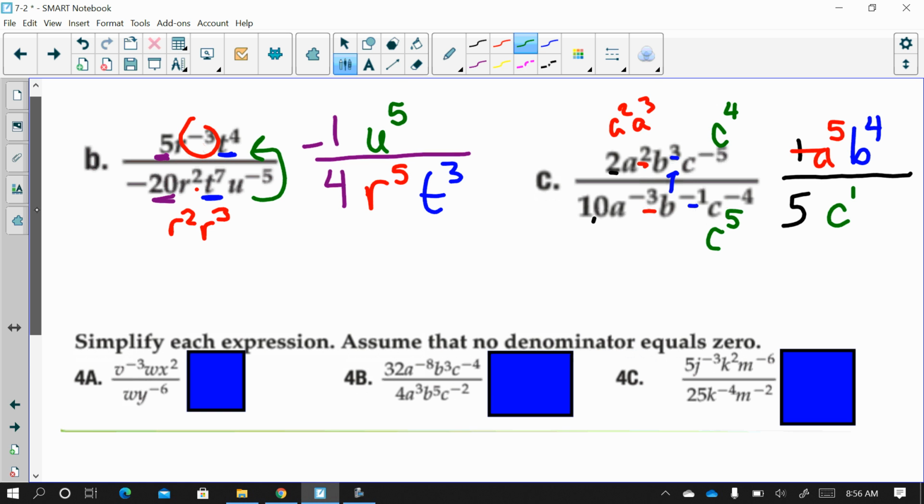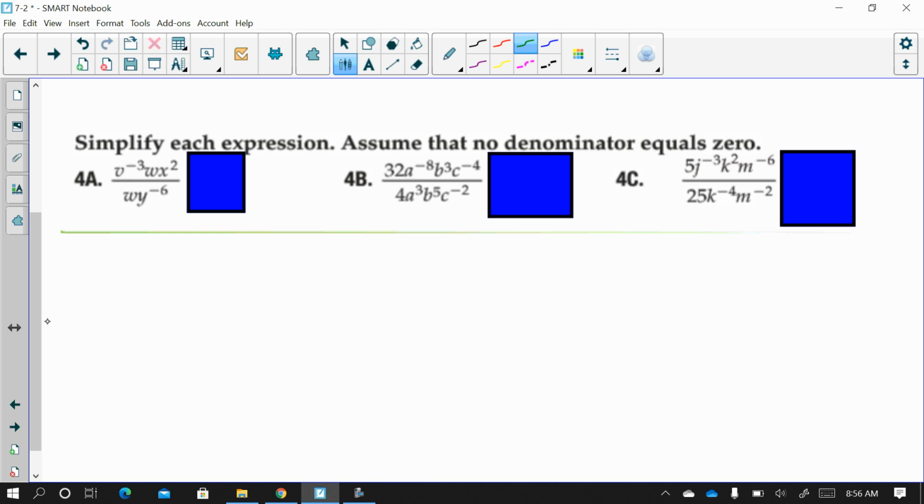Okay, your turn. Try letter A. Okay, letter A, I'm going to keep moving on how I see fit. Okay, I only see v to the negative 3. There's no other v's, so I'm just going to drop him to the bottom. Okay, if I look at my w's, here's an exponent of 1 and an exponent of 1, so those just cancel. Okay, x squared, I don't see any other x's, so he stays on top. Y to the negative 6, oh, I don't like negative exponents, so we bring him up, and it becomes y to the positive 6.